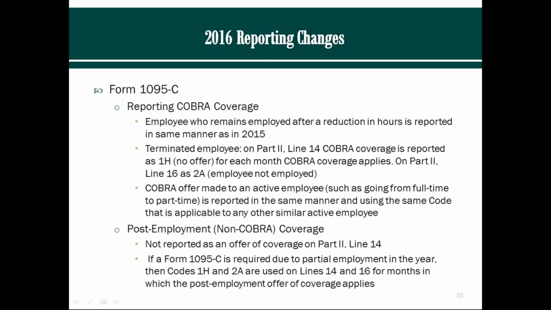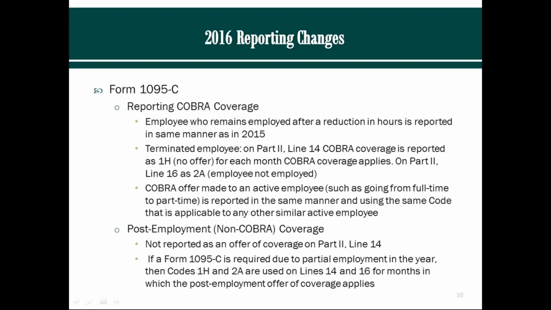So that tells us a terminated employee on Part 2 with COBRA coverage is reported as 1H, no offer of coverage for that month. And then on line 16, you report 2A, the employee was not employed. Again, that's someone who terminates, they're gone. They're no longer with your company. The next instance on Part 2 lines: if COBRA is offered to an active employee, again, going from maybe full-time to part-time, you report that in the same manner as you would any other employee.